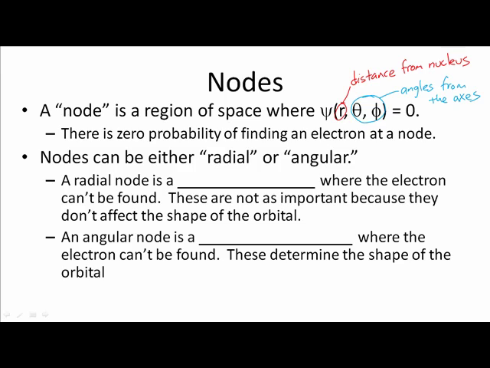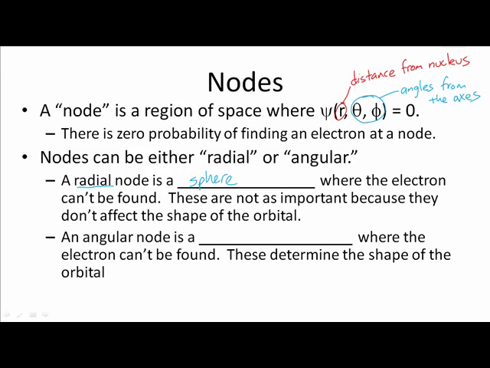So what do we call a shape that is all the points that are a certain distance away from the origin? A circle in 2 dimensions. In 3 dimensions, it would be a sphere. So a radial node is a sphere where electron density goes to 0. They don't affect the shape, though, because they're the same in every direction. Essentially, they have no effect on the shape.